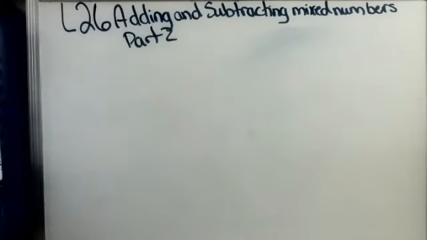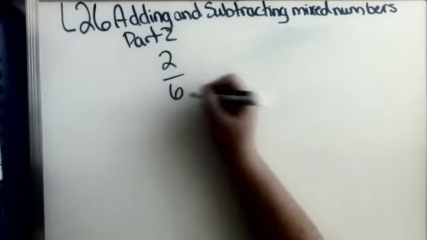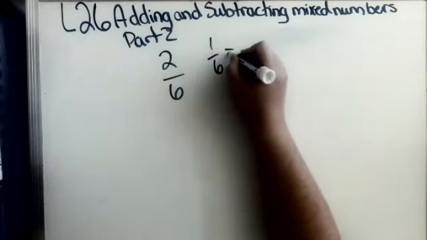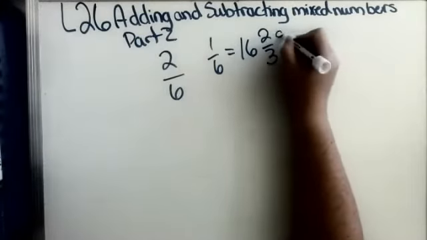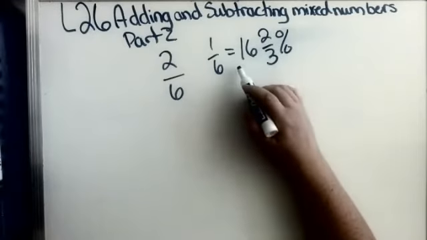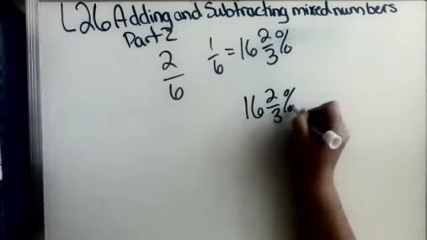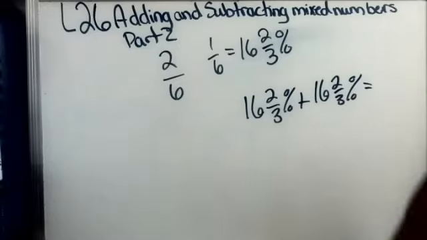Now we're going to add and subtract some mixed numbers. Let's start off with: 2/6 of a circle is what percent of a circle? Well, we've just learned that 1/6 is 16 and 2/3 of a percent, which means we're taking the 1/6 and adding the 1/6. So we have 16 and 2/3%, add 16 and 2/3%.